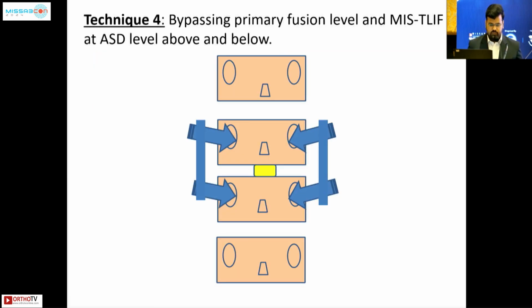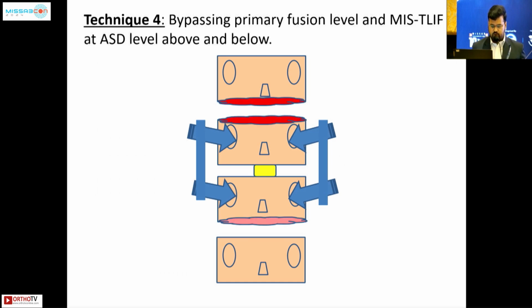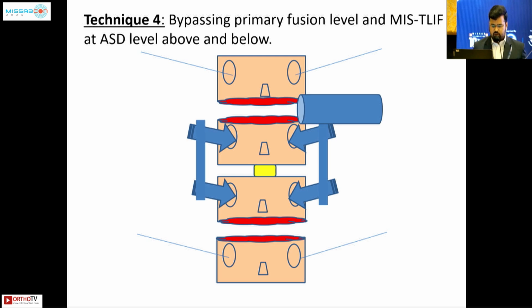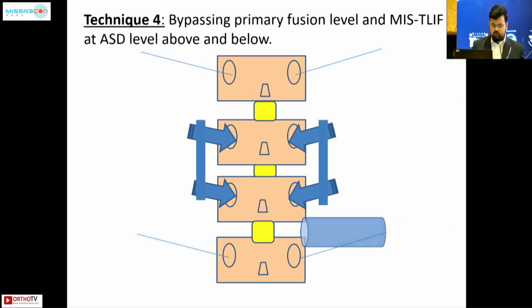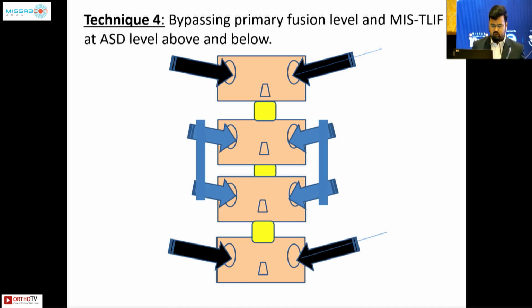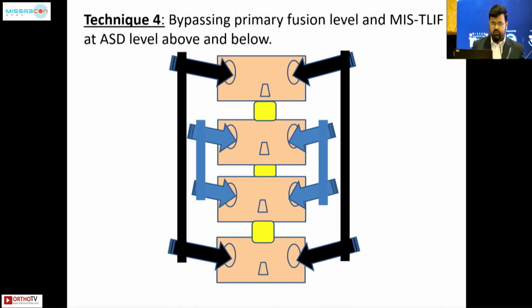So let us discuss the fourth technique, which involves bypassing the primary fusion level and doing MIS TLIF at the ASD level above and below. This is a primary fused segment. Patient develops ASD proximally as well as distally. Guide wires are inserted at both the adjacent segment levels. Using tubes, MIS TLIF was done at both proximal as well as distal ASD level. Screws were inserted over guide wires and connecting rods were applied, bypassing the primary fusion level.